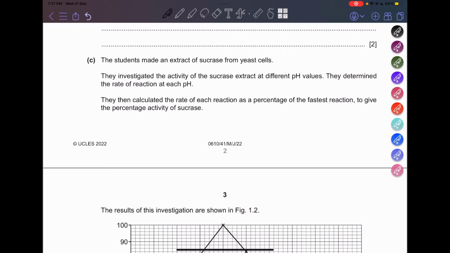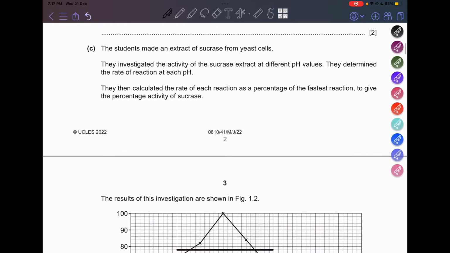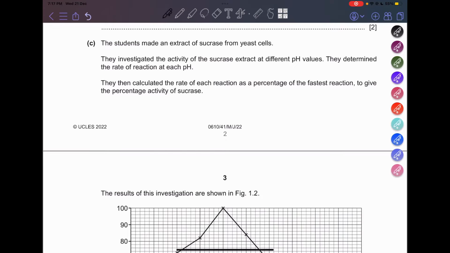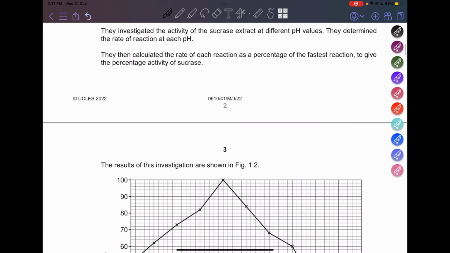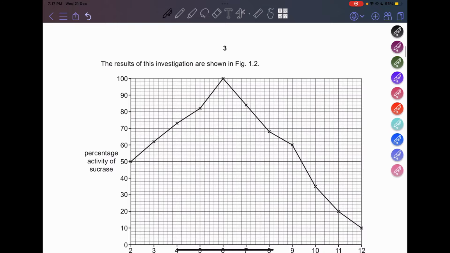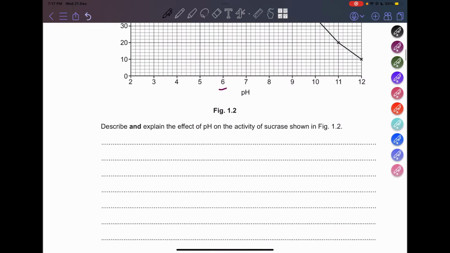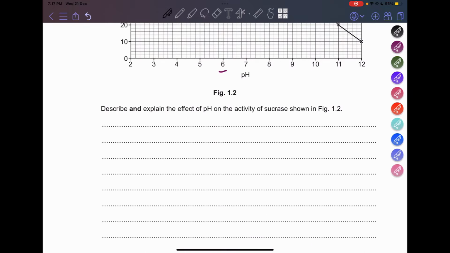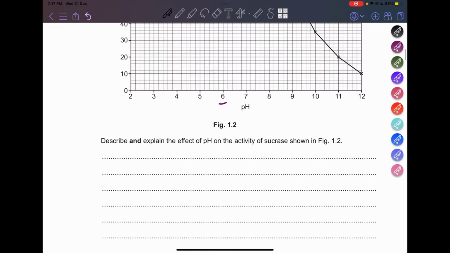The students made an extract of sucrase from yeast cells. They investigated the activity of sucrase extract at different pH values. They determined the rate of the reaction at each pH. They then calculated the rate of each reaction as a percentage of the fastest reaction to give the percentage activity of sucrase. The results of this investigation are shown in Figure 1.2. Describe and explain the effect of pH on the activity of sucrase shown in Figure 1.2.